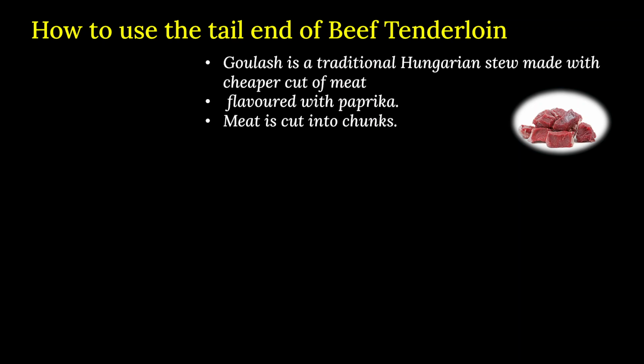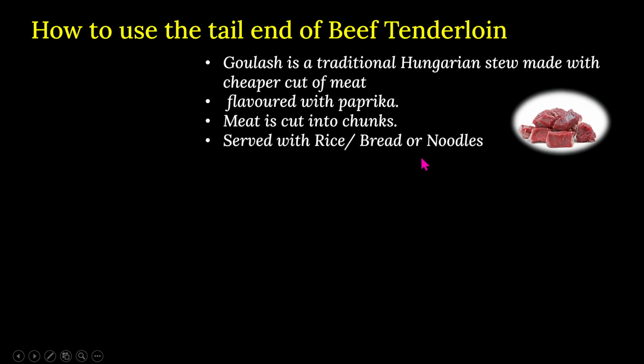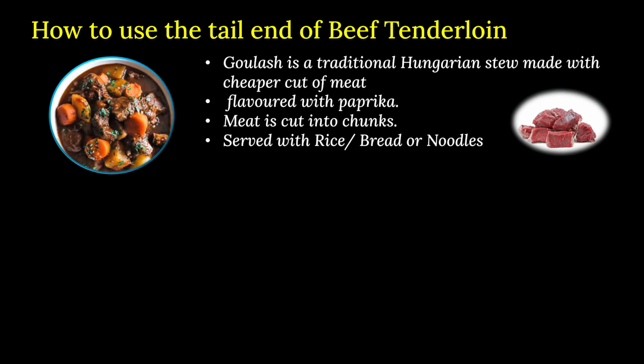And as I have mentioned, the meat is cut in chunks and served with rice, bread or noodles. So you can understand that from the end part we are not getting a steak. We are cutting it into chunks and using it for making Hungarian goulash, which is flavored with paprika and served with rice, bread or noodles. Details will come, and it looks almost like a curry. It is a kind of stew, as already mentioned, and it is served like that.